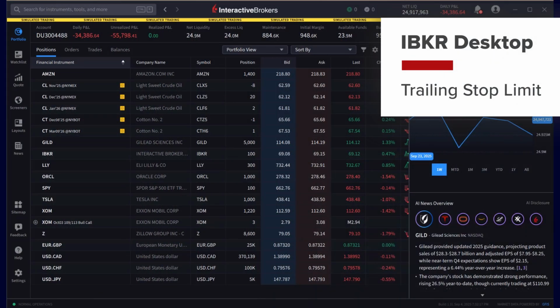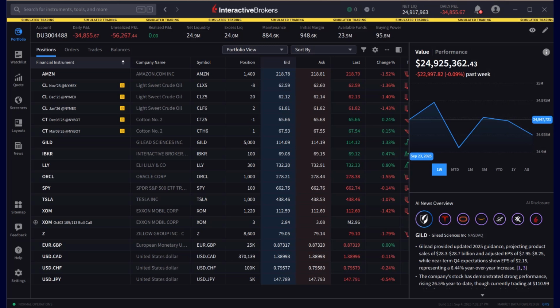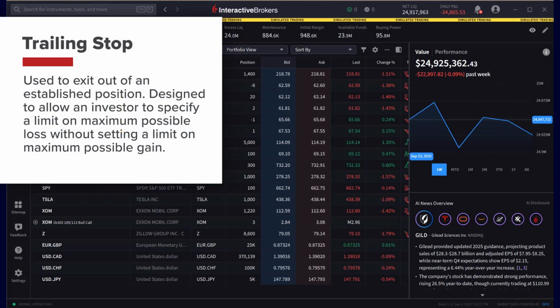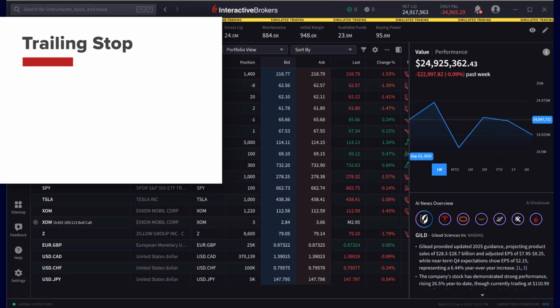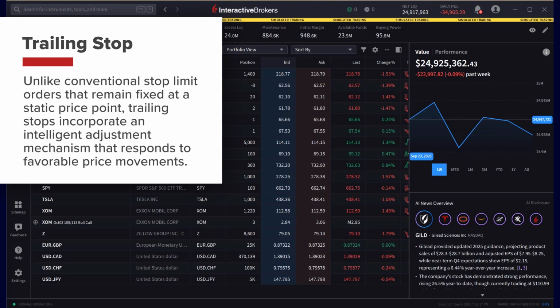An investor may use a trailing stop limit order to exit out of an established position. It is designed to allow an investor to specify a limit on the maximum possible loss without setting a limit on the maximum possible gain. Unlike conventional stop limit orders that remain fixed at a static price point, trailing stops incorporate an intelligent adjustment mechanism that responds to favorable price movements.